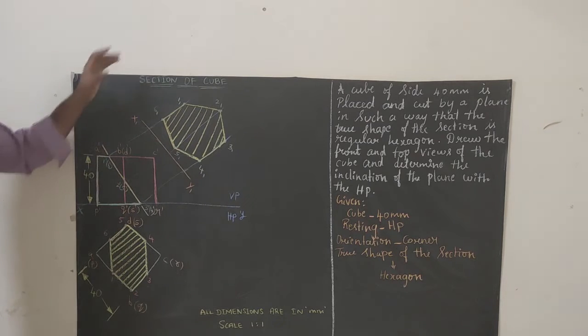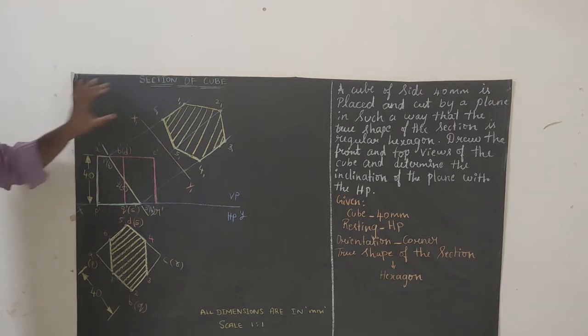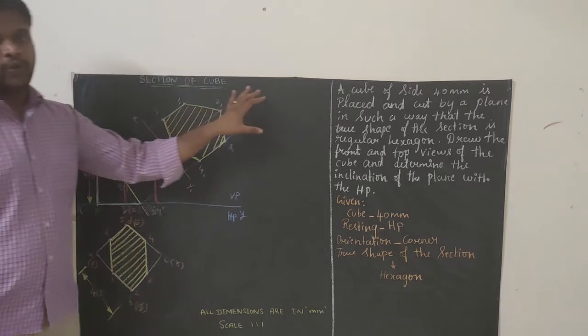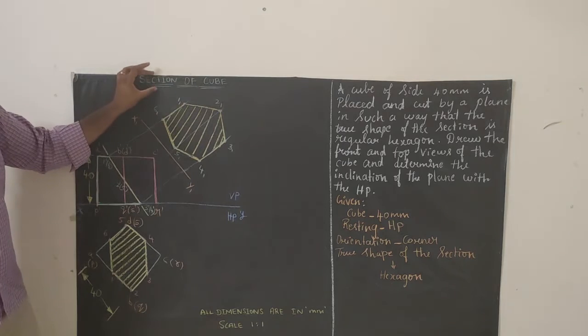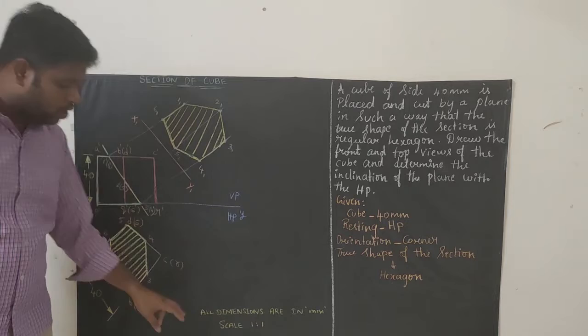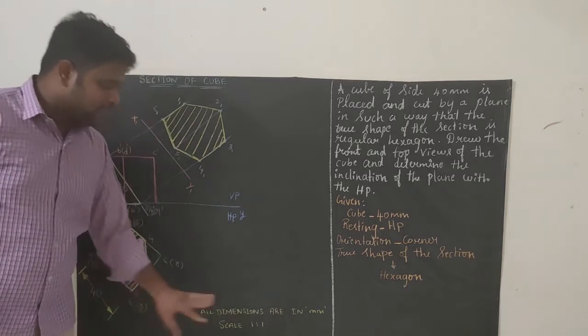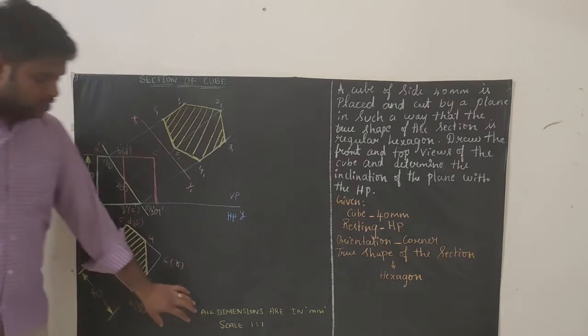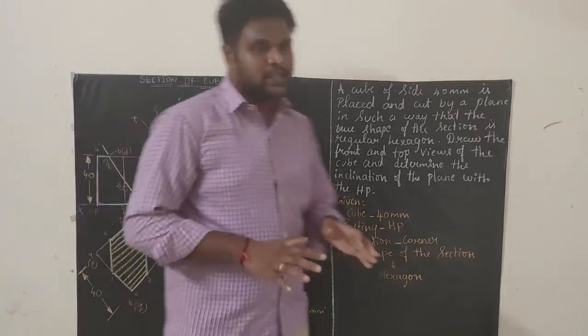The height of the title, that is the height of the text, is 10 mm. The heading is Section of Cube. You have to write it in capital letters, and the height of the text will be 10 mm. And below that, at the right bottom corner, you should write All dimensions are in mm, Scale 1:1. The height of the text here should be 5 mm. So I think this is the solution.